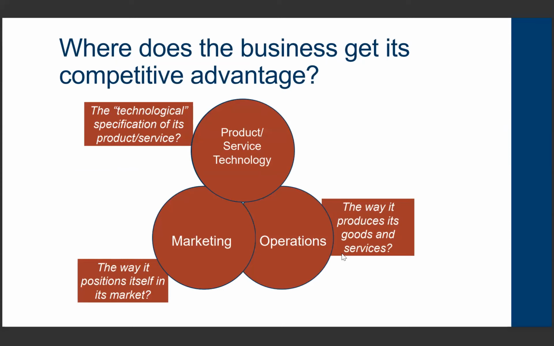Where does a business get its competitive advantage? According to this module, a business gets competitive advantage mainly from three areas. The first one is the product or the service that we are giving out, the technological presentation of its product or service. If we take cars, what's the difference between a Suzuki Maruti and a BMW? That's the technological difference. And then the operations, the way it produces its goods and services. That's what we learn.